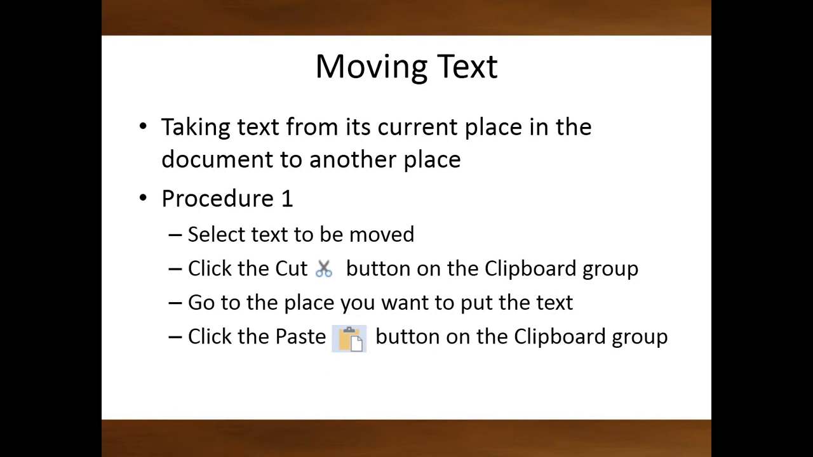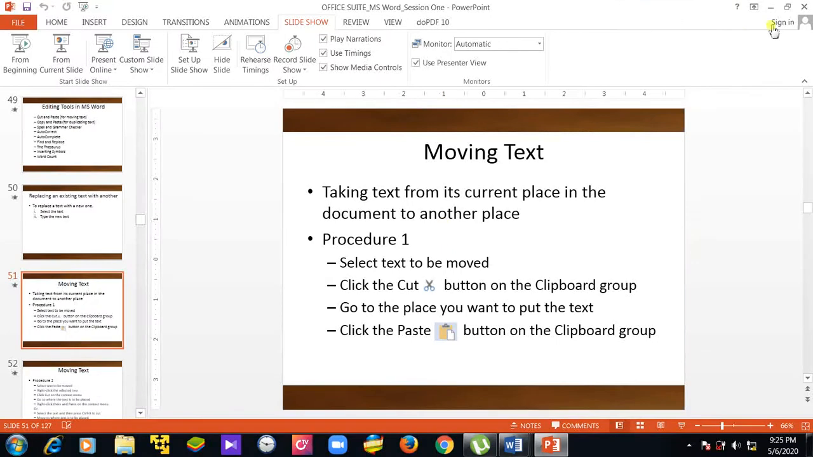The first step would be to select the text to be moved. Step 2, click the cut button on the clipboard group. Step 3, go to the place you want to put the text. And step 4, click the paste button on the clipboard group. Let us look at how this is done.